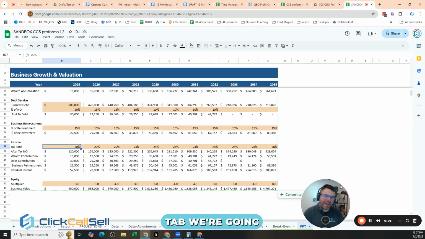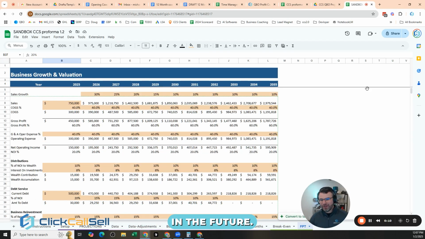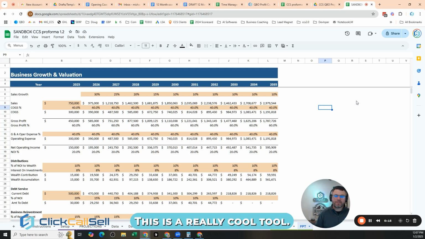Hey, this is the final tab we're going to go over on the budget planning tool. It is the most fun tab. It's where all the visionaries get lost and start dreaming of how much money they're going to have in the future. The business future prosperity tool, or future planning tool.